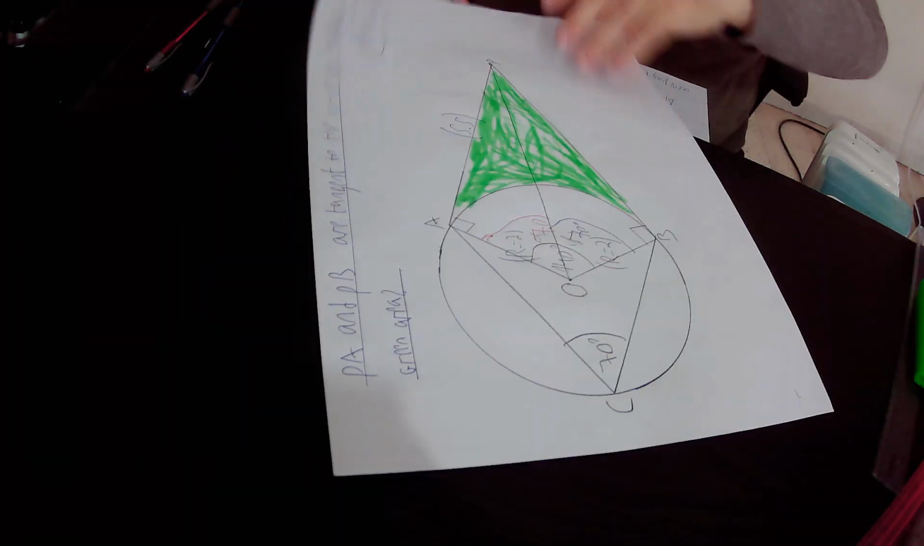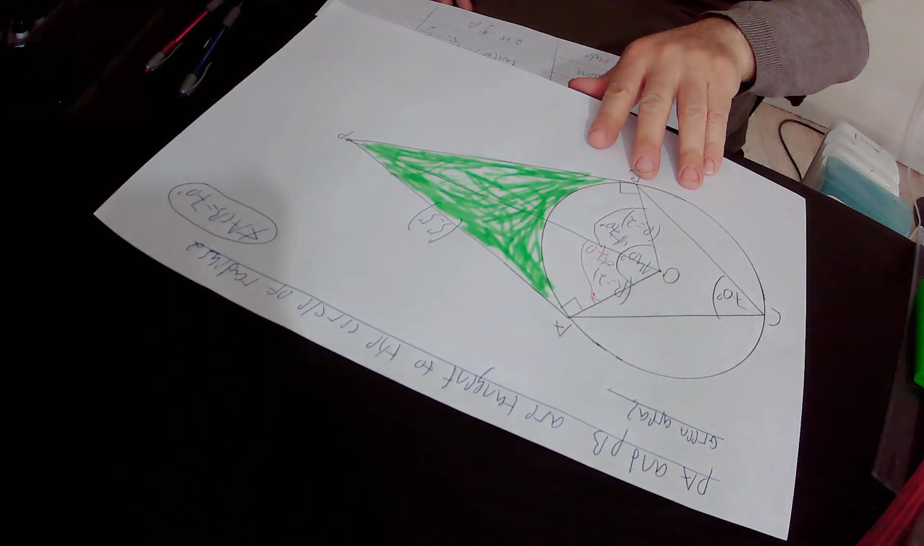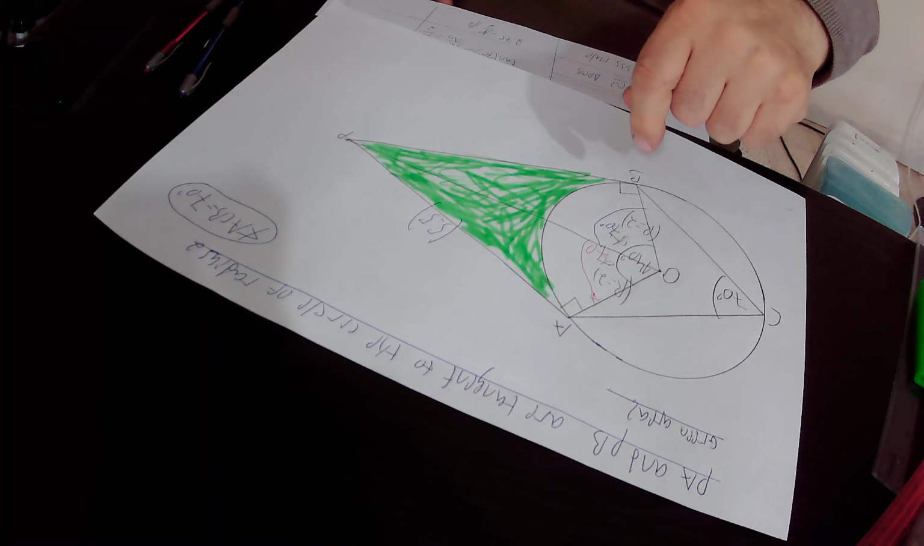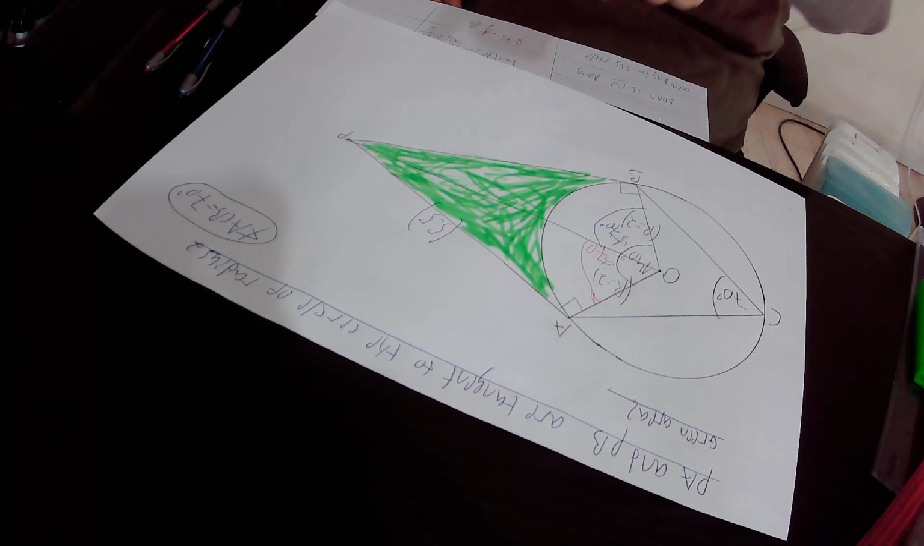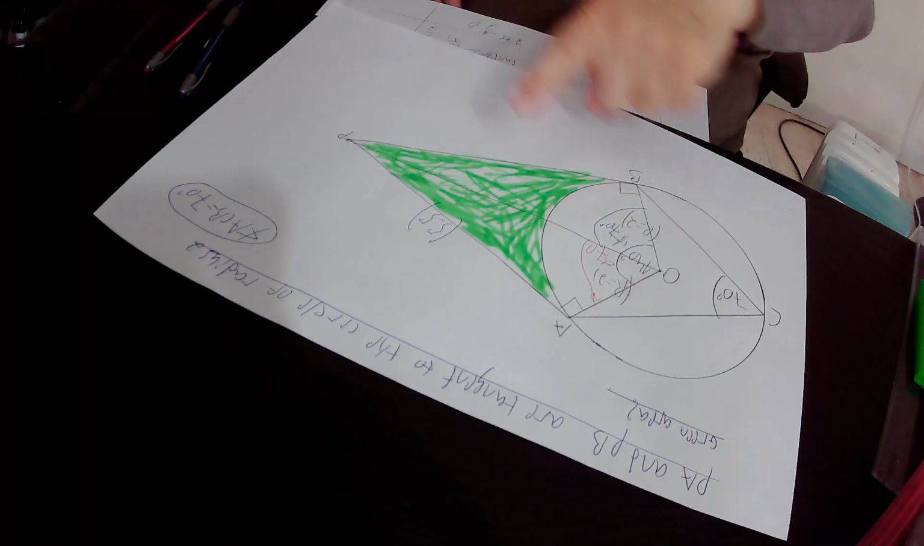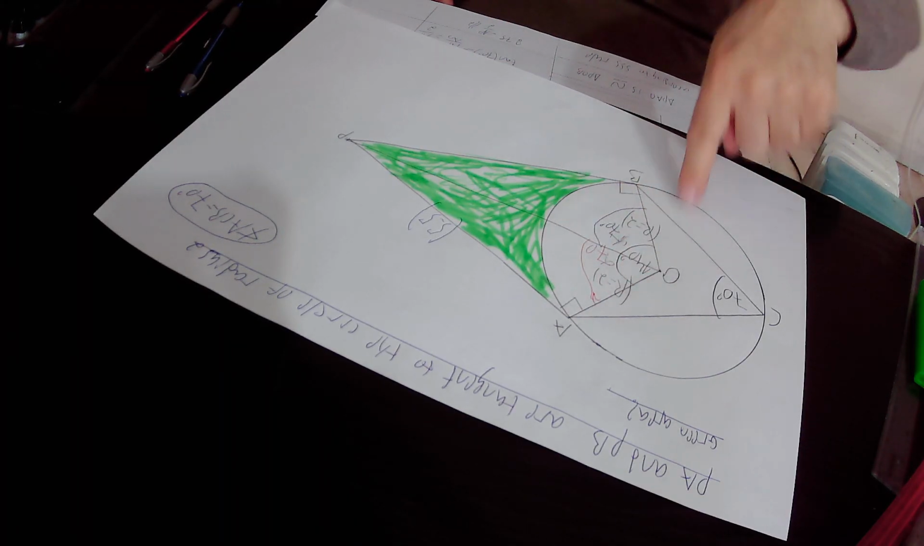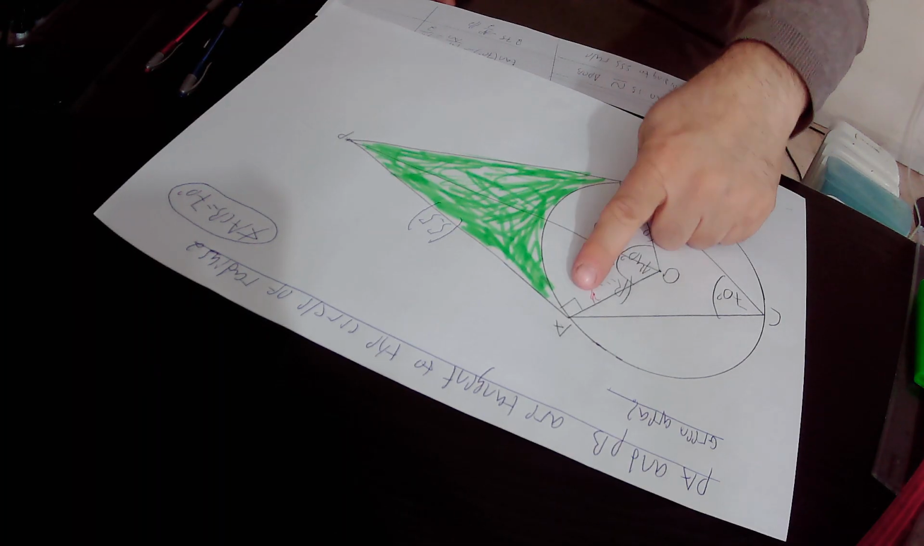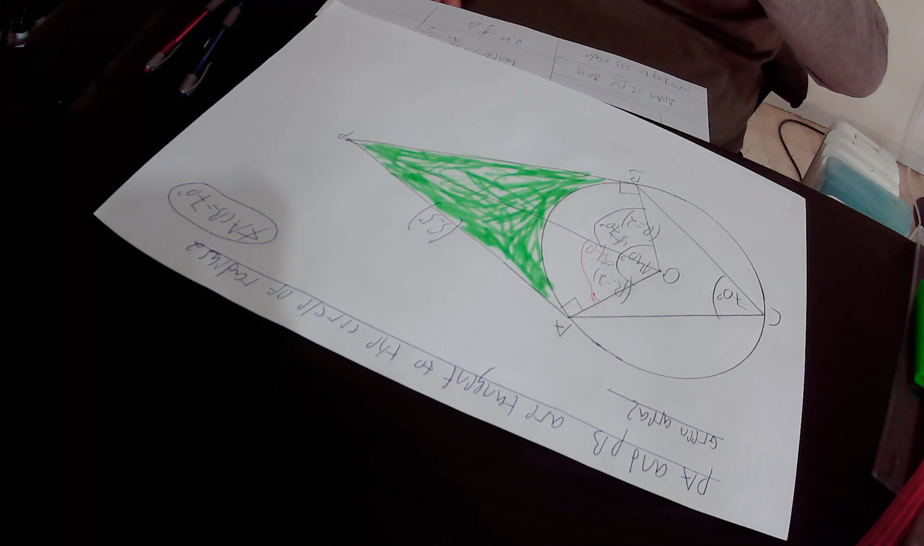Likewise, according to the same rule 1, because we have the radius OA drawn to point A, which is the point of tangency of tangent PA with this circle, tangent PA will be perpendicular to the radius AO. If PA is perpendicular to AO, this angle equals 90 degrees according to rule 1.